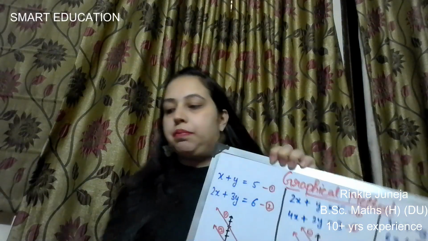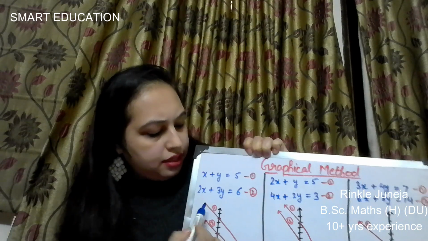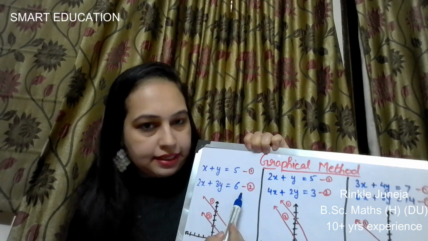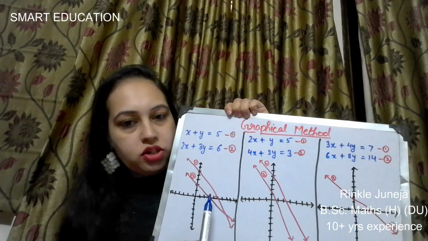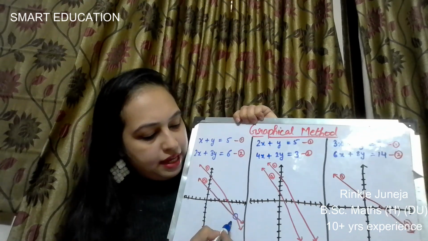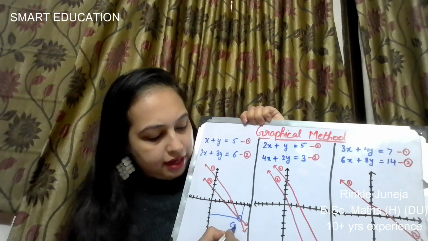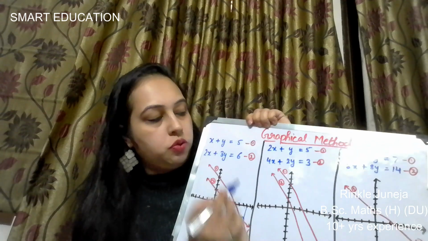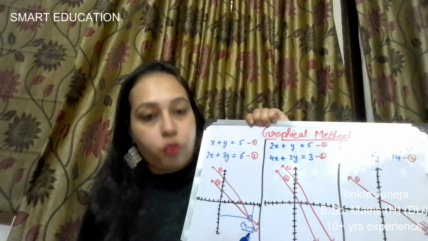So let's understand these methods using some examples. Now let's consider some examples. The first one is x plus y equals 5 and 2x plus 3y equals 6. This is your first equation and this is the second equation. If we draw the graph of these equations, we see that they're intersecting at one point, which is for x it is 9, for y it is -4. So this is the solution of these equations. These equations have a definite solution which is 9 and -4.